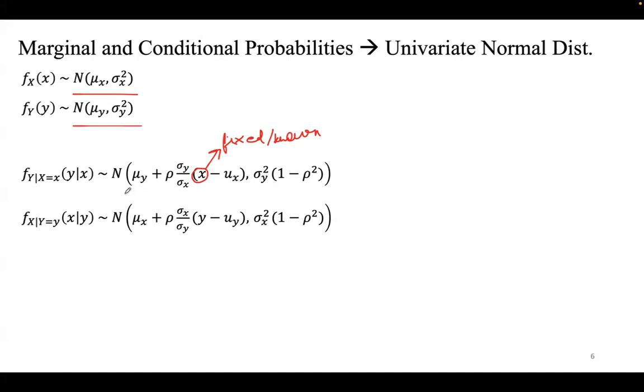So you will have mu y and sigma y, and obviously rho will also be used. Now this is also a normal distribution, but with a new mean and a new variance. This whole thing is the new mean. It's a univariate normal distribution, but it has a new mean and a new variance. Does this sort of make sense?